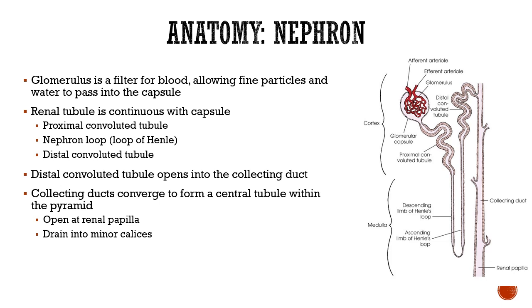There's a proximal convoluted tubule, the nephron loop, otherwise called the loop of Henle, and then the distal convoluted tubule as well. The distal convoluted tubule opens into the collecting duct, which is down here. So the collecting ducts form a central tubule within the pyramid. They open at the renal papilla and drain into the minor calyces.